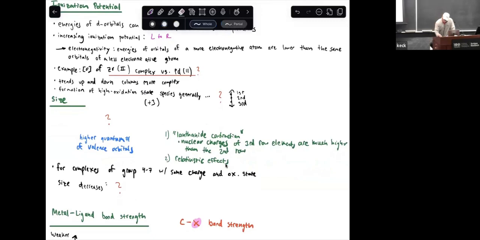Good. So let's then apply this to a specific example, zirconium-2 versus palladium-2. Which would be easier to oxidize? What do you think, Amy? Zirconium, okay? Why? And then equivalent ways to describe this would be to say that zirconium is more electron rich or more basic.